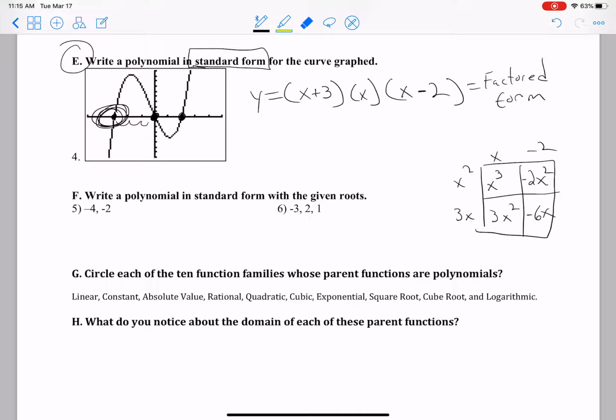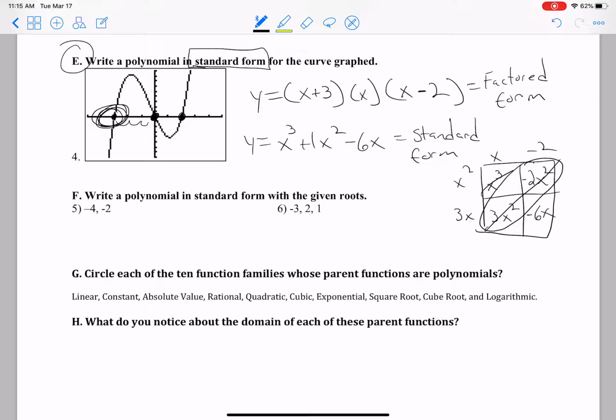Which means I finally, in my standard form, I have y equals x cubed. Negative 2x squared and 3x squared is plus 1 x squared. Minus 6x. That is standard form. So I had to kind of put all that stuff together that I just did.